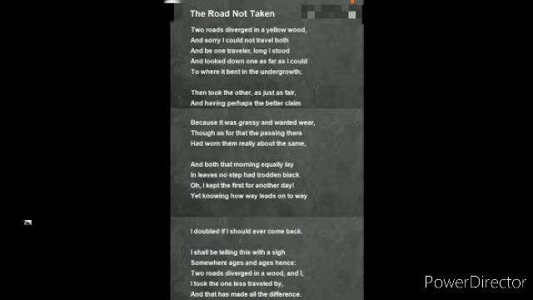"Yet knowing how way leads on to way, I doubted if I should ever come back." Now again the poet is saying, yet knowing how way leads on to way. It means once you take the decision to do any work or to choose any profession or to choose anything, it could be your marriage, it could be your job, it could be anything, once you take the decision, you can never come back. You can never look back from that point of time.